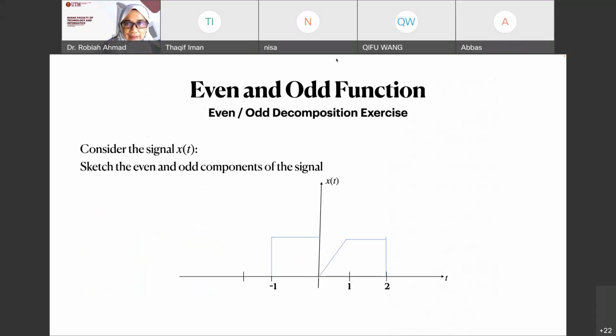Okay, now I have the exercise. I need you to put this one. Okay, Takif. So we try to have the signals. Okay. I need you to do it in Padlet. So we have the remaining times. Okay, sketch the even and odd components of the signal. Okay, your time start now. So I will check dekat Padlet. Please do it at Padlet.